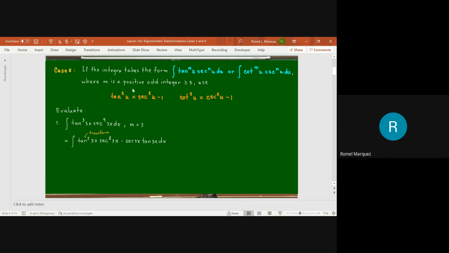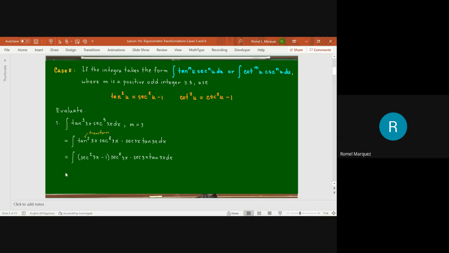Okay, guys? So transform in this form, secant squared minus 1. So this is equal to the integral of secant squared of 3x minus 1, multiplied by secant to the 8 of 3x, then times secant of 3x tangent of 3x dx. Okay, guys?